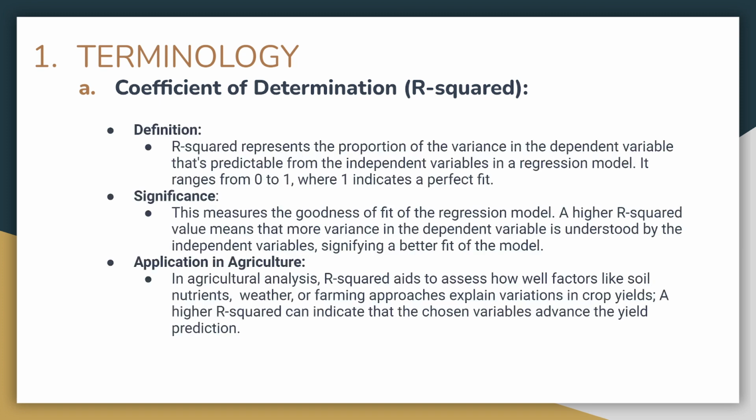Definition. R squared represents the proportion of the variance in the dependent variable that's predictable from the independent variables in a regression model. It ranges from 0 to 1, where 1 indicates a perfect fit.